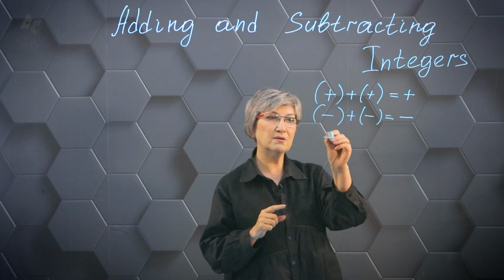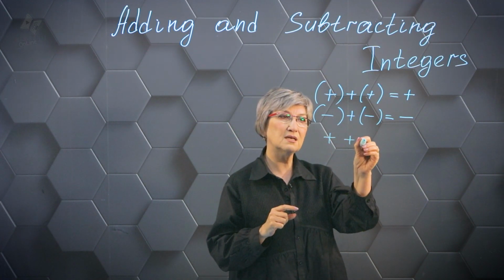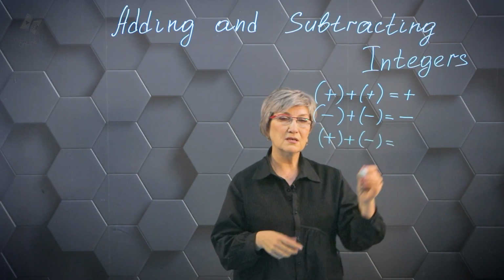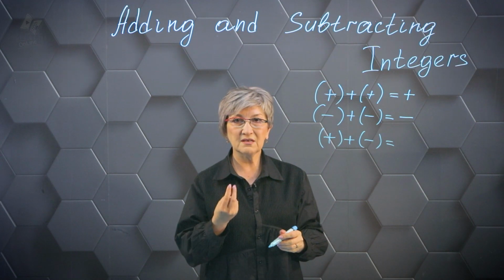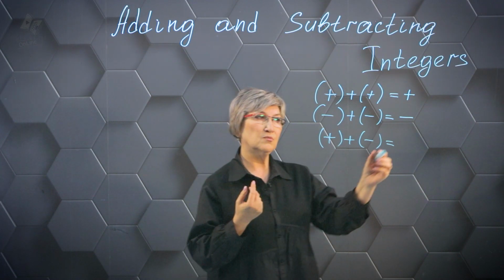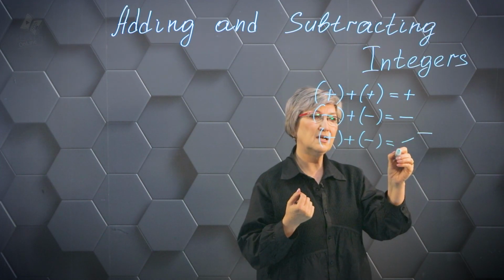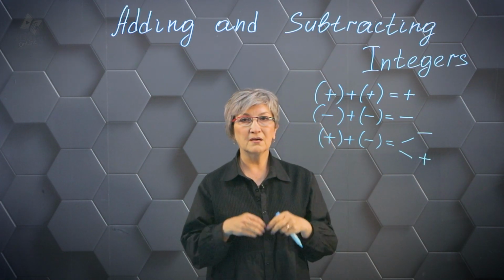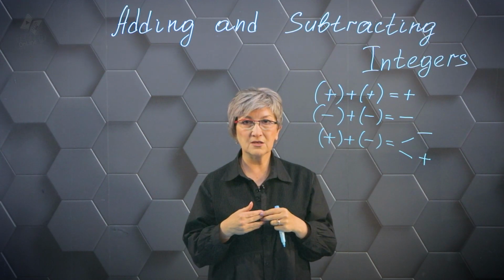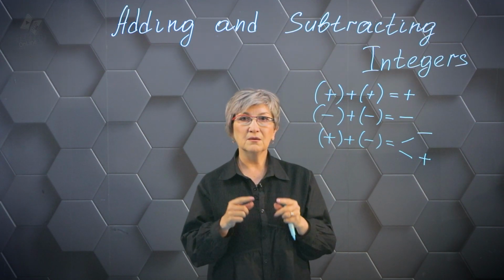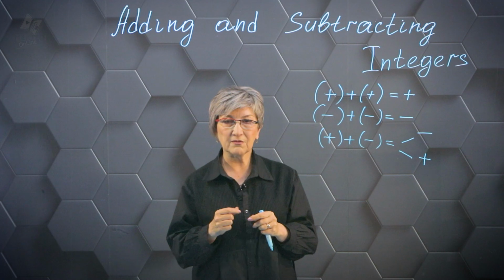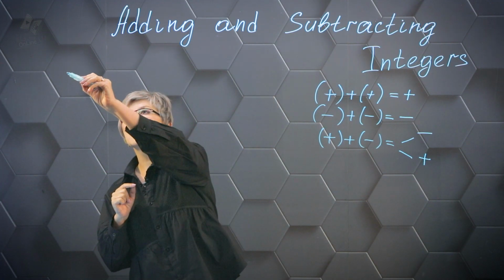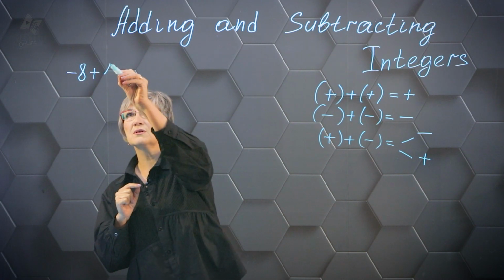If we're adding a positive and a negative number, then in this case, in the answer, we can look at two cases. The answer can be negative, or the answer can be positive. But in either case, we're subtracting the moduli of these numbers. We apply these rules when solving examples. Let's take simple examples. First example, -8 plus 11.